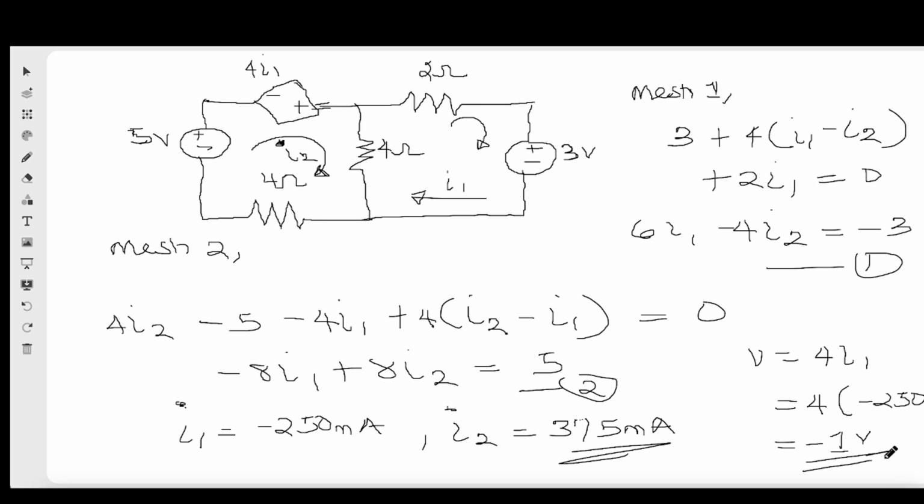Then the next step is to express any additional unknowns, such as voltages or currents other than mesh currents, in terms of appropriate mesh currents. So this is just the example we did here. The dependent source is an additional unknown, so we have to express it in terms of the mesh current, which is 4I1. Then organize your equations and solve the system of equations for the mesh currents.